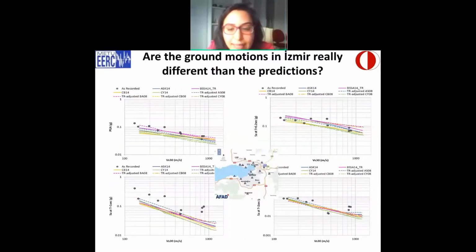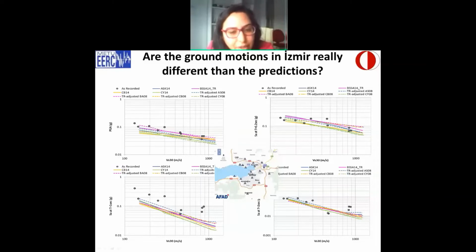Here is my last slide. I collected the recording stations within the Izmir metropolitan area, as you can see on the screen, and I'm using four spectral periods here: the peak ground acceleration, 0.2 second, 1 second, and 2 second predictions. And this is the VS30 scaling of the candidate models. What does it mean? This is peak ground acceleration. As VS30 increases, as the site becomes stiffer, the peak ground acceleration decreases according to the model. And the dots are the recorded data points.